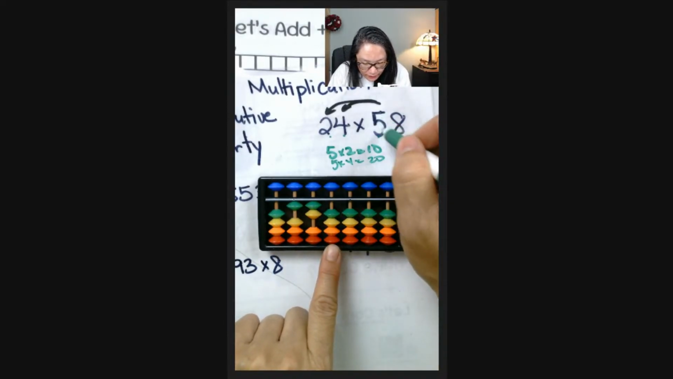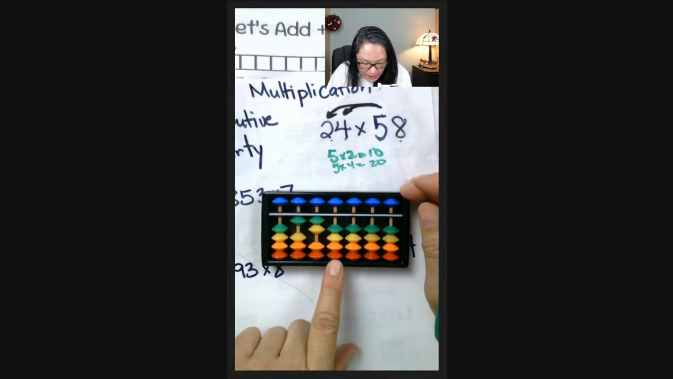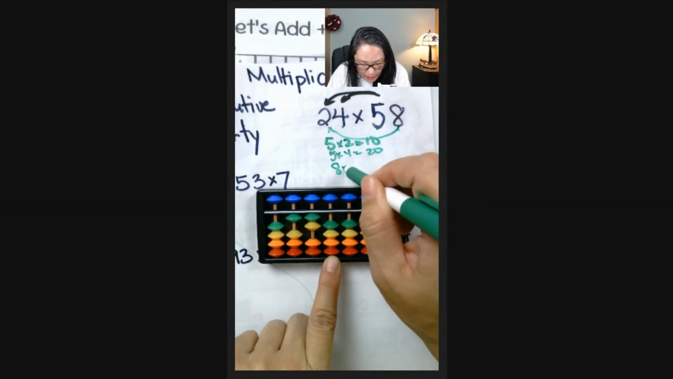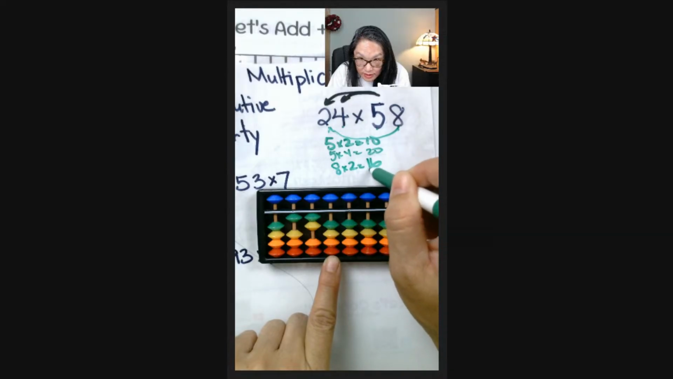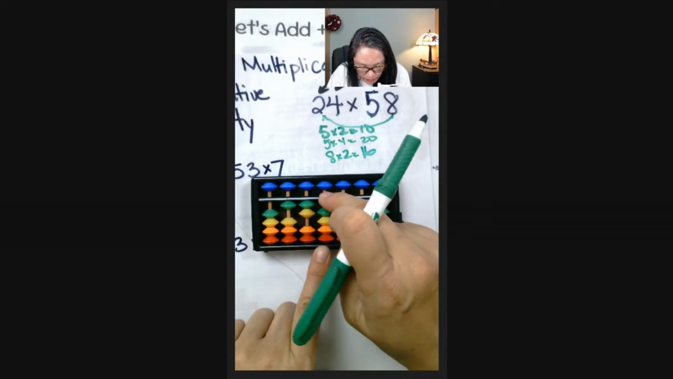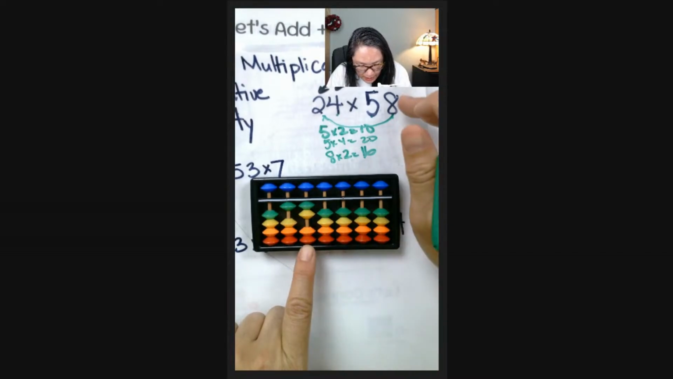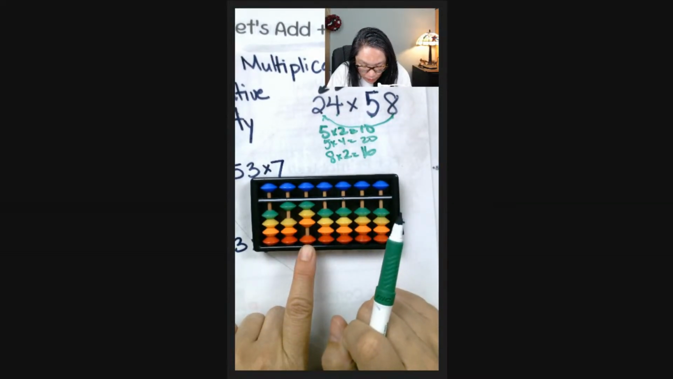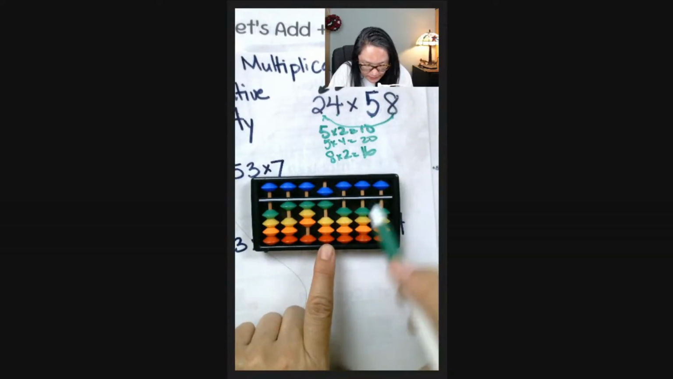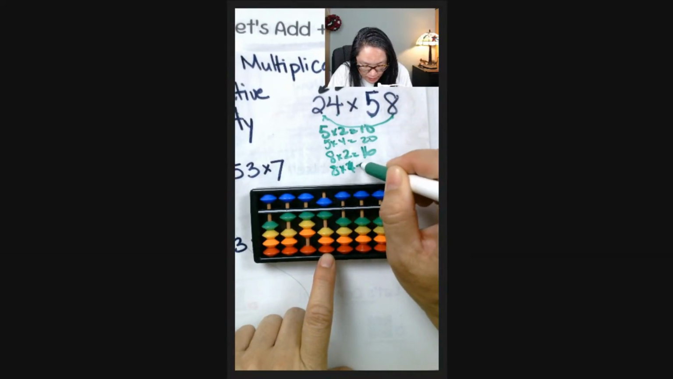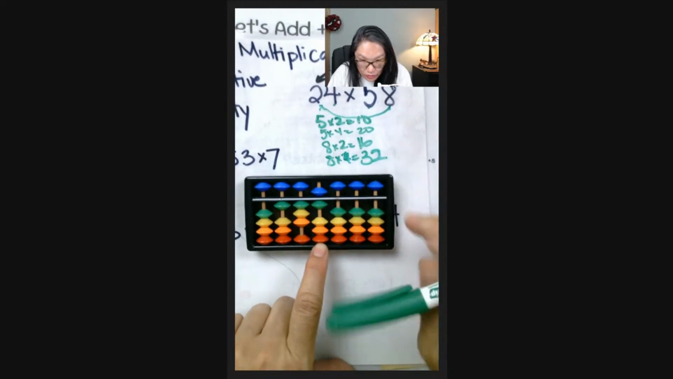Then we're done with the 5, right? The next thing we're going to do is the 8 times 2. 8 times 2 is equal to 16. Oh, sorry, I have to recount. 1, 2, 3. So I'm over here. Add 16 because that's 8 times 2. I had 1. I add 6. And then what's my next one? 8 times 4 is 32.